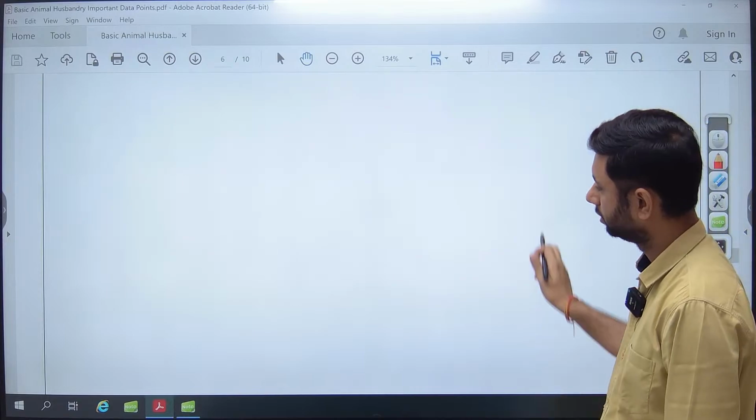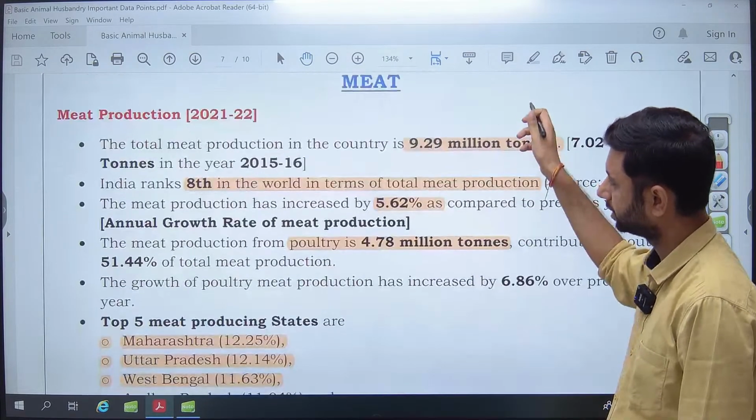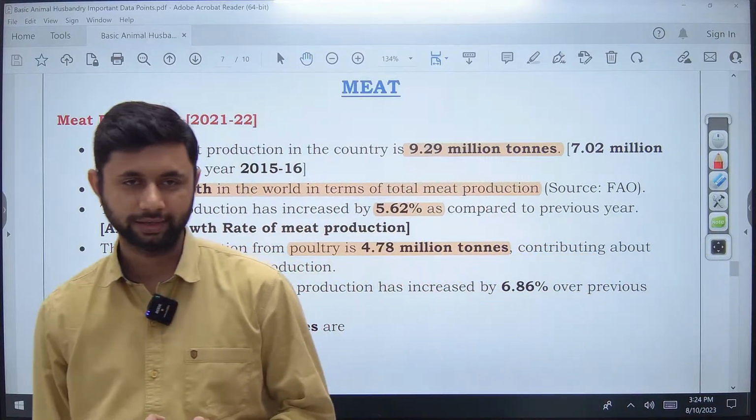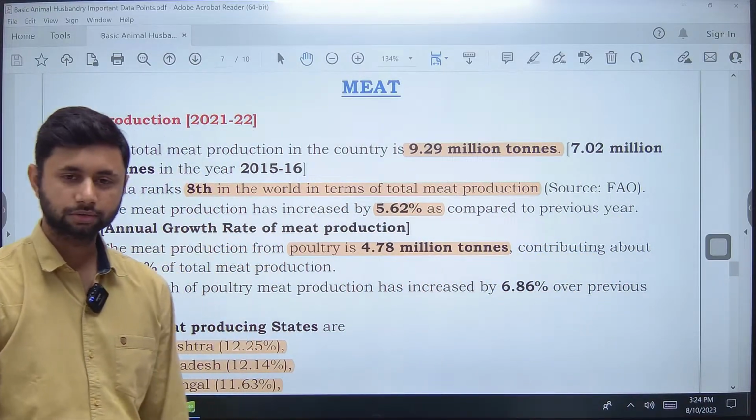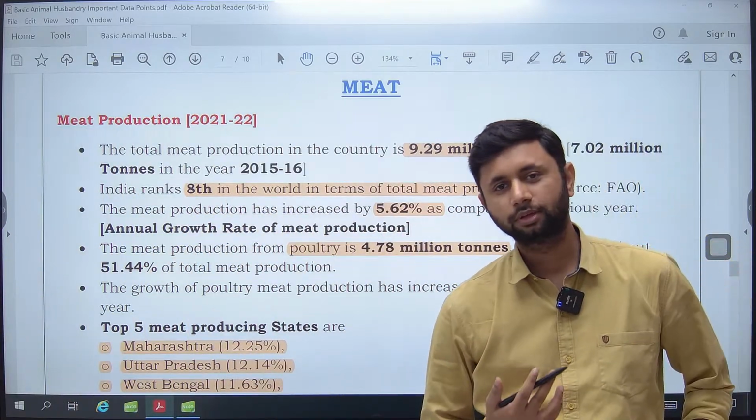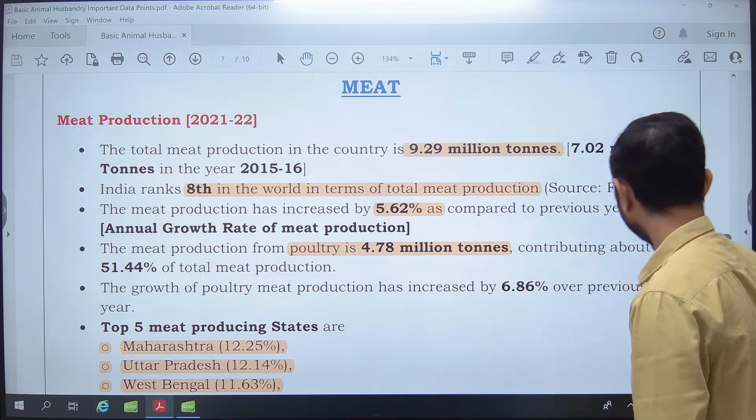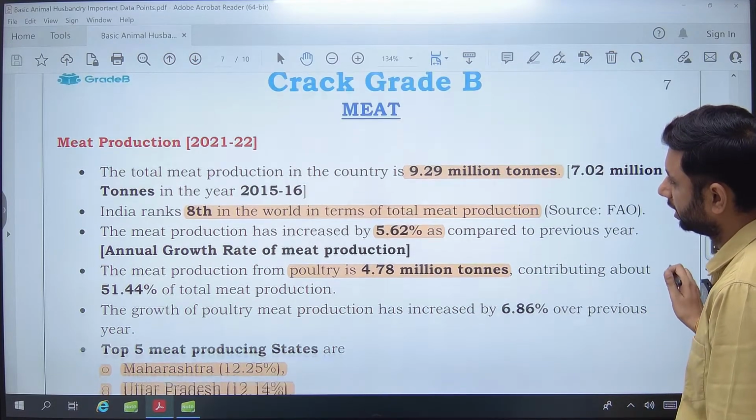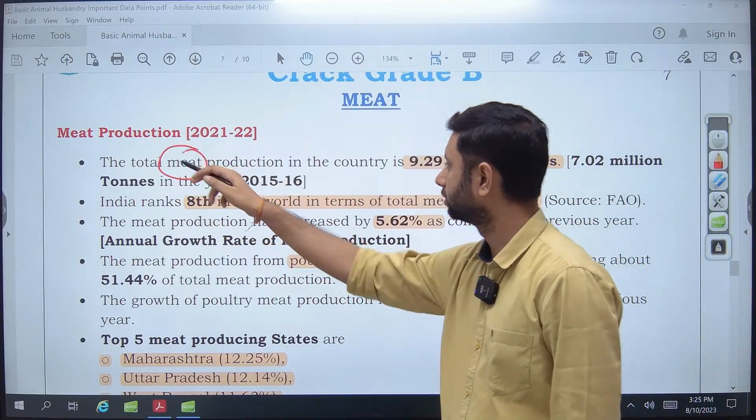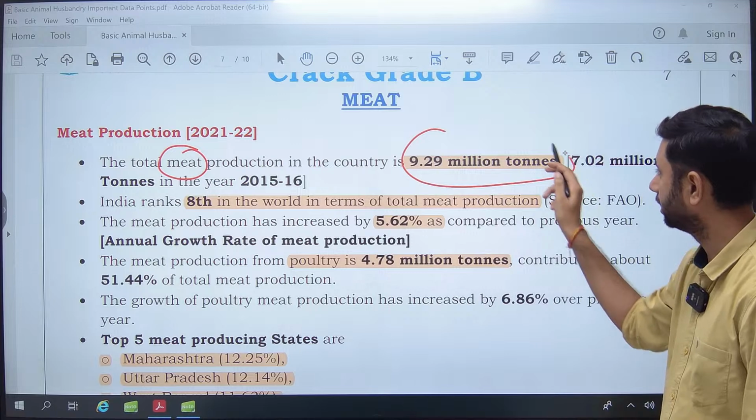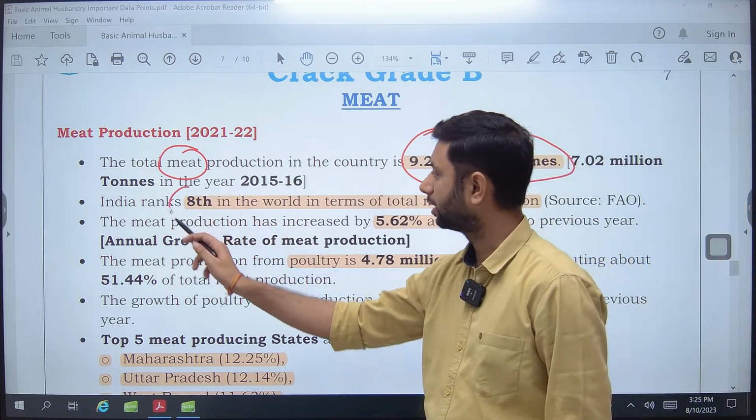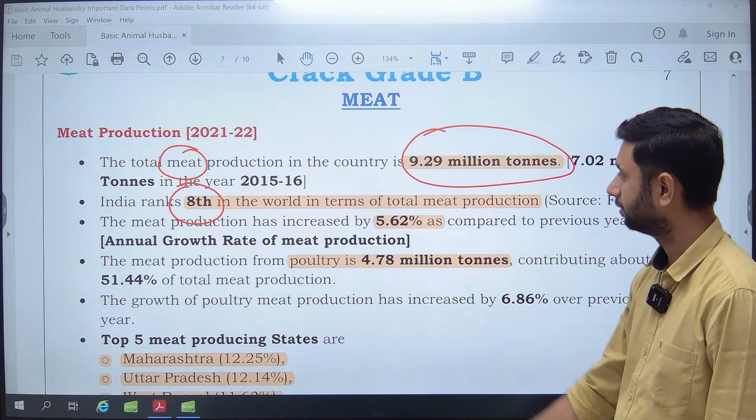Now let's go to the next commodity, which is meat. Okay, we have covered milk, we have covered eggs, now we will cover meat also. And similarly, I will keep on asking you questions about egg also, so that we get very sure about remembering these data. So total meat production in the country is 9.29 million tons. The rank of India is 8th in the world.